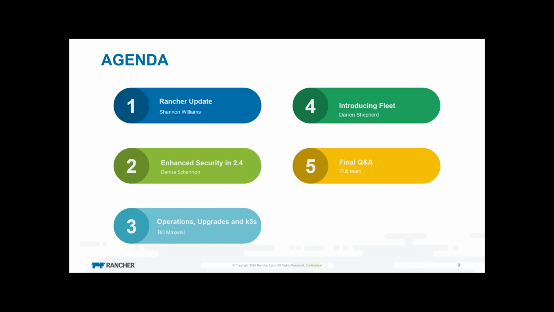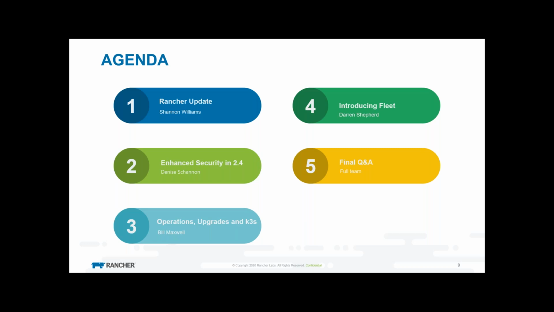Okay, so our agenda: I'm going to provide just a quick update on Rancher, a little bit about the company for anyone who doesn't know who we are, any of our first timers. Then we'll be diving right into this 2.4 release. Denise will talk about the security enhancements, some of the work we've been doing on CIS Benchmark, OPA in 2.4. Bill will talk about operations and zero downtime upgrades, some of the work we've done to incorporate K3S in some cool ways into this new release.